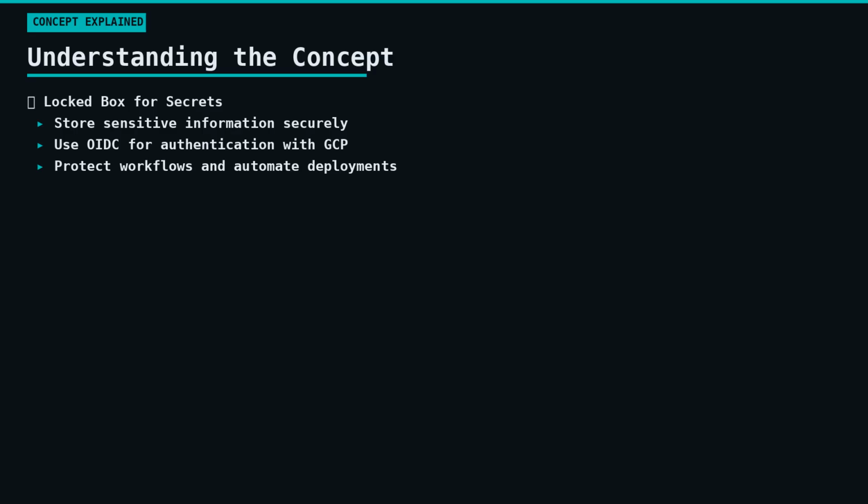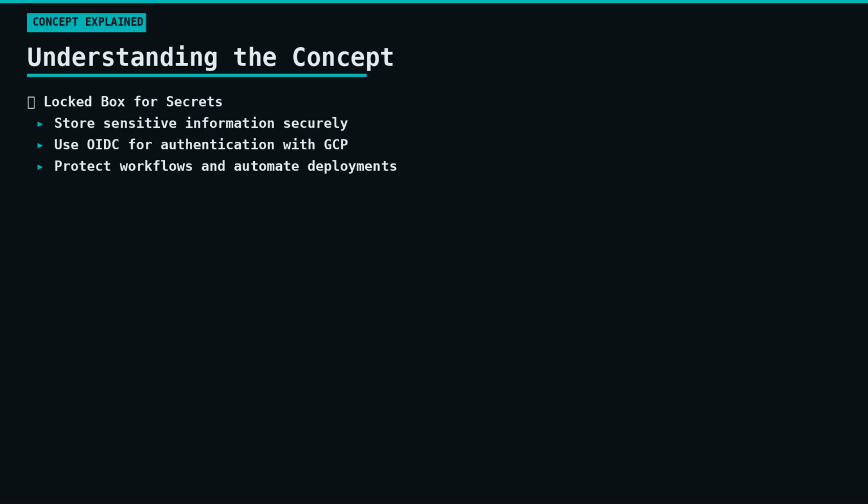GitHub Actions secrets are like a safe where you can store sensitive information, such as API keys or database credentials. Think of it like a locked box where you can keep your secret recipe. OIDC authentication is like a special key that allows you to access Google Cloud Platform resources without sharing your password. It's like having a valet key that only grants access to specific areas of your house.